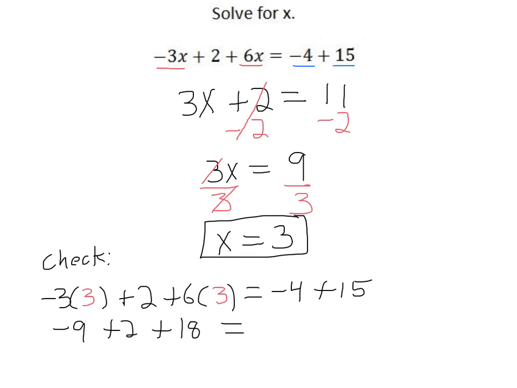That should equal, on the right side, 11. Negative 9 plus 2 is negative 7. Negative 7 plus 18 is 11. Check. So this one checks out just fine. X equals 3 is the solution for this equation.